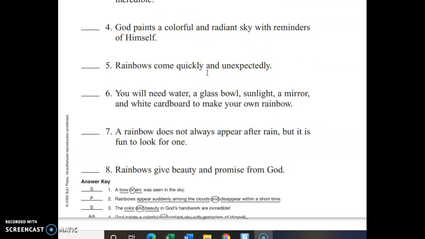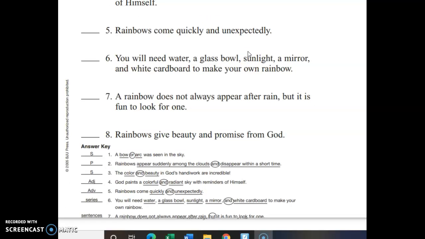Going down to sentence number 4. God paints a colorful and radiant sky with reminders of himself. Okay, so this is a little different. What's your conjunction? Any guesses what it's joining? If you answered that your conjunction is and, and that it's joining two adjectives that describe sky, you got it. Colorful and radiant are compound adjectives that describe sky.